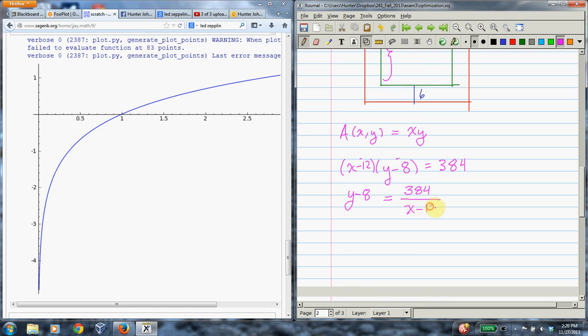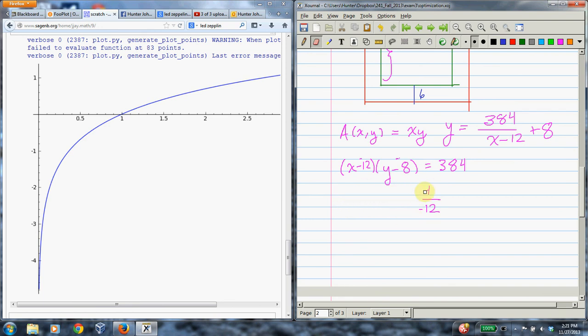So x minus 12. So y is equal to 384 over x minus 12 plus 8. All right, and so let me save that. I'm going to need some space because I've got something else planned for later. So I'll just put that up there, and I'm going to erase this so I can reclaim the space.